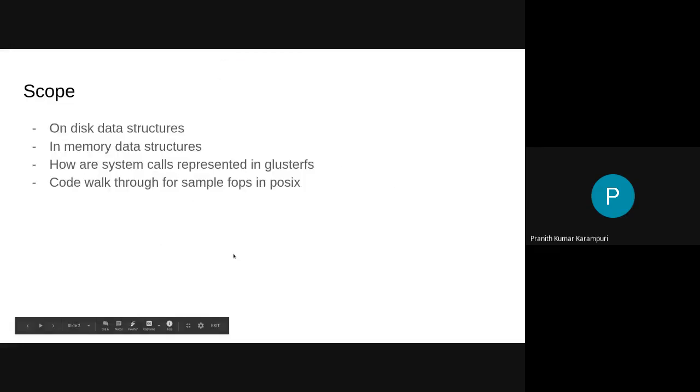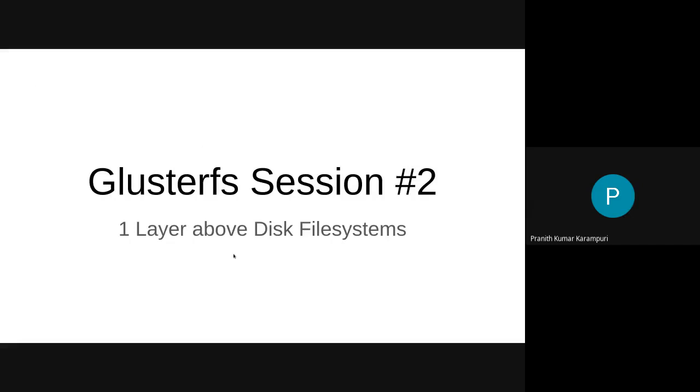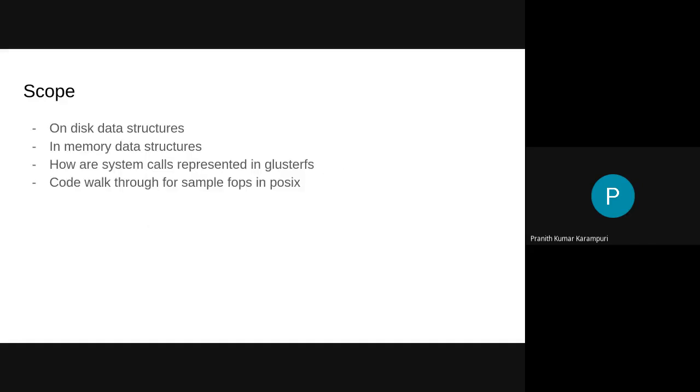All right. So today we are actually going to look at one layer above the disk file systems. In the first session, we discussed the disk file systems and how the inode blocks and disk blocks are ordered on different file systems and how you can access and do modifications on these files. Today we will see how the lowermost layer of GlusterFS, which is the POSIX layer, is going to interact with the disk file systems.